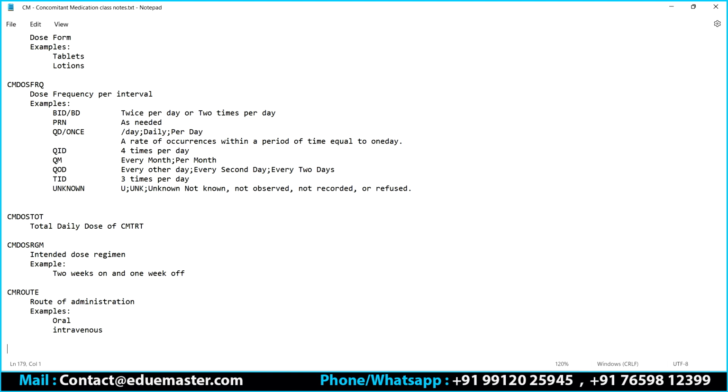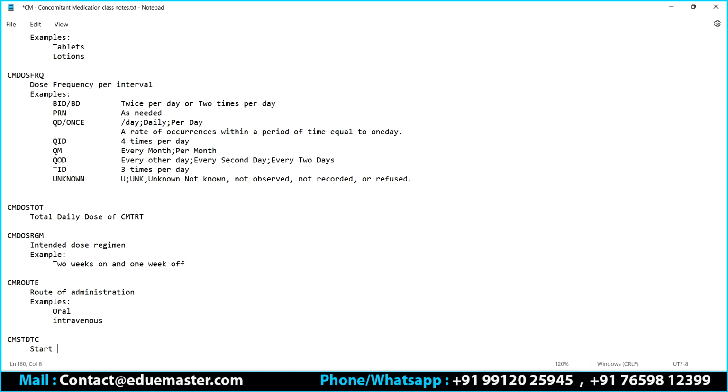Up to this is one set of variables. From now onwards, whatever variables we are going to discuss, most of them, not most of them, all of them will talk about your time or time duration. So the first variable here is going to be CM start date and time in character format, CMSDTC. What is that? Start date or time of your medication in character format.